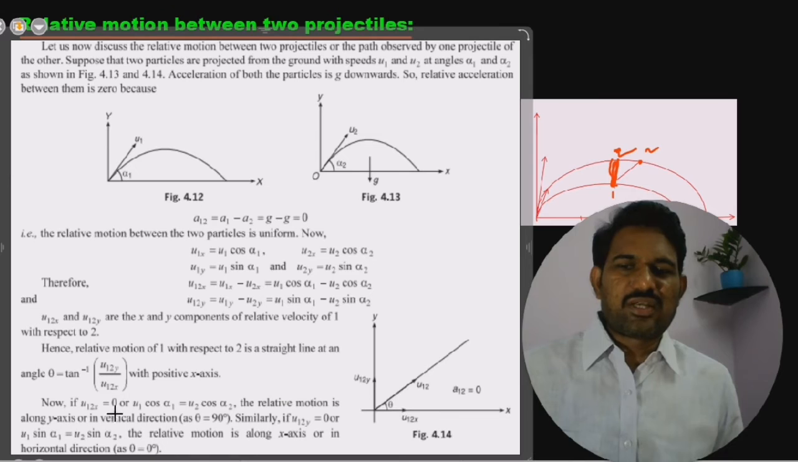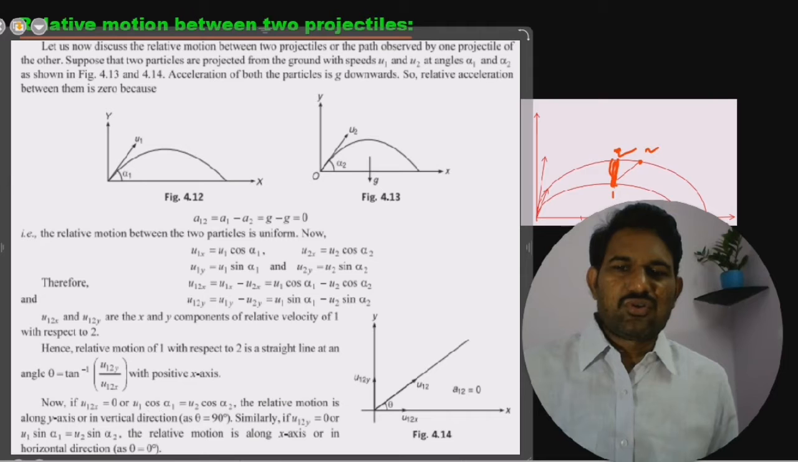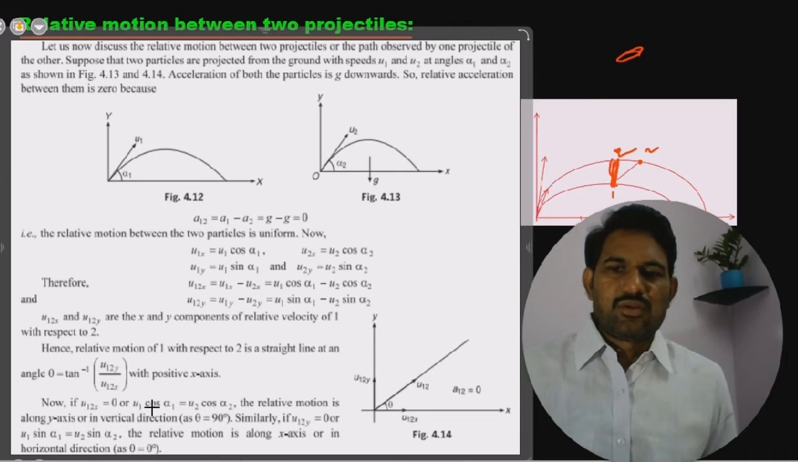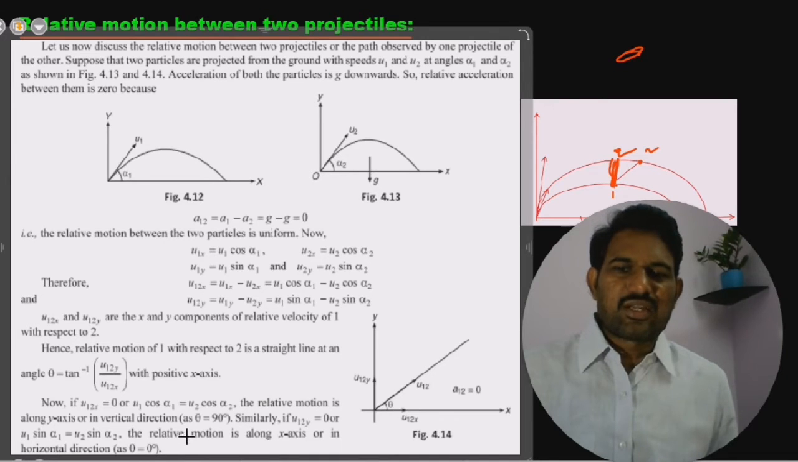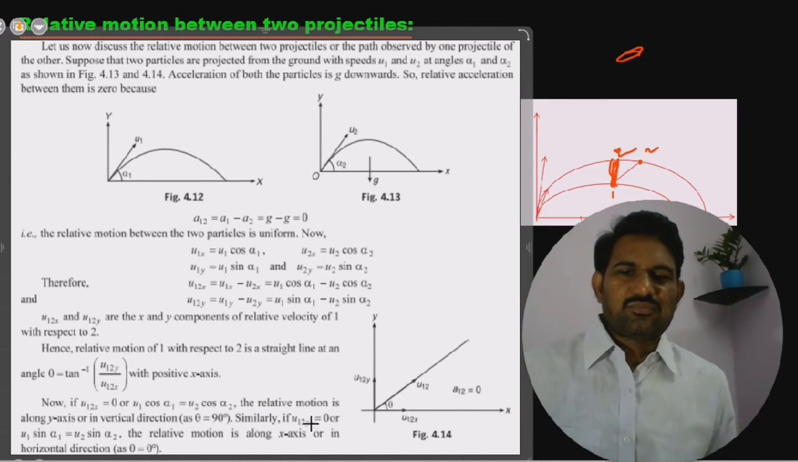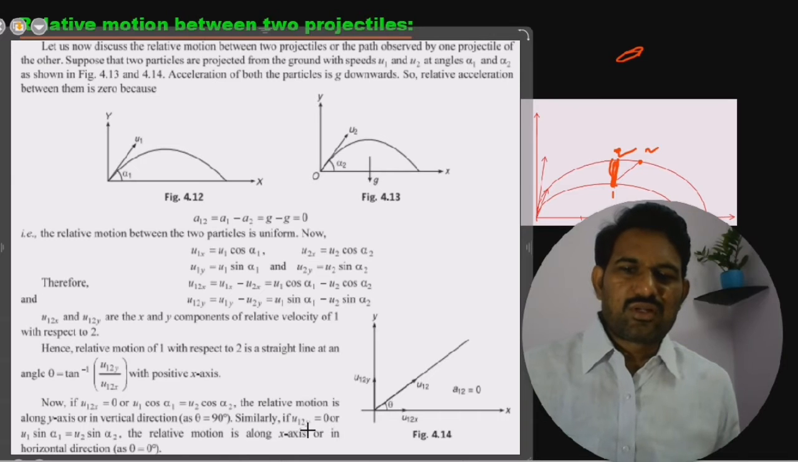So that is what we are giving here: if u1 cos alpha 1 is equal to u2 cos alpha 2, then the relative motion is along the y-axis or a vertical line. Similarly, if u2y minus u1y is equal to 0, that means if the vertical components are the same, then it appears to be moving along the horizontal line.